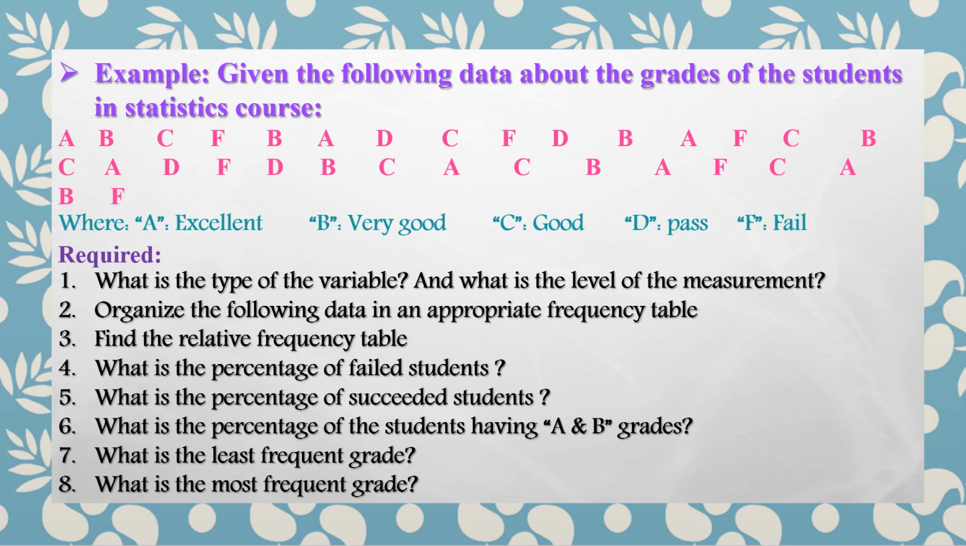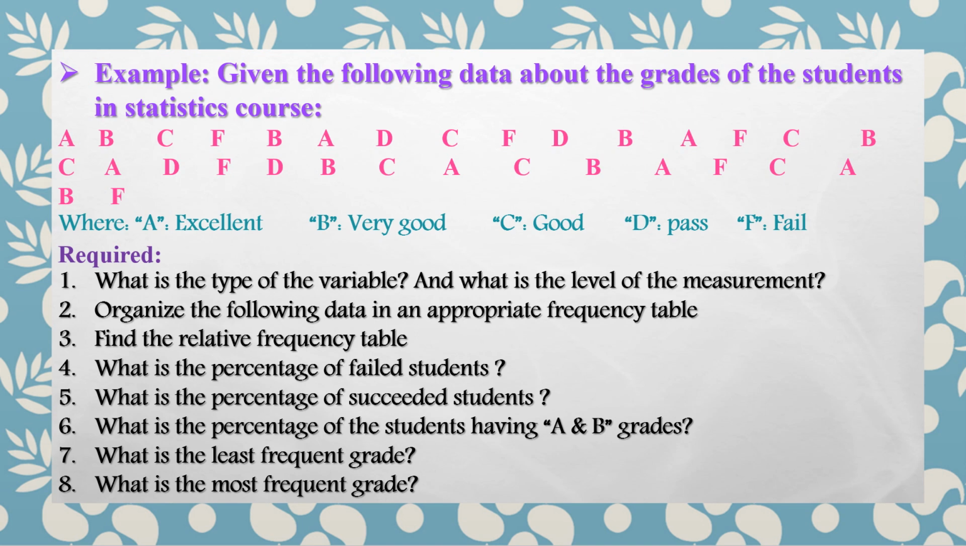The second question, organize these data in an appropriate frequency table. In order to prepare the frequency table, we should first determine the classes of the variable. In this example, the variable classes are excellent or A, B which is very good, C which is good, D pass, F fail. These are the 5 classes of the variable.